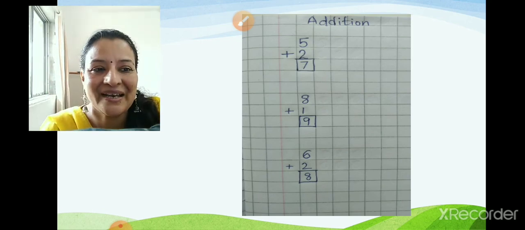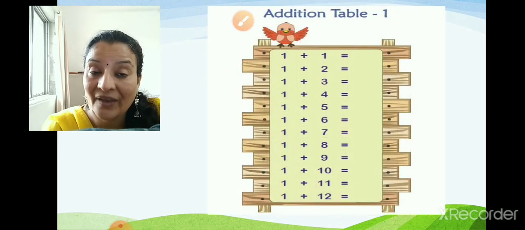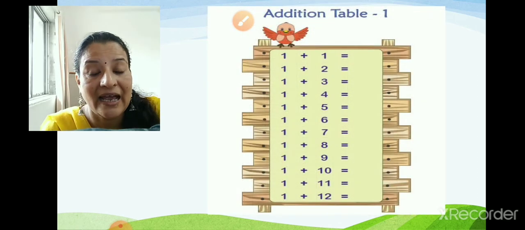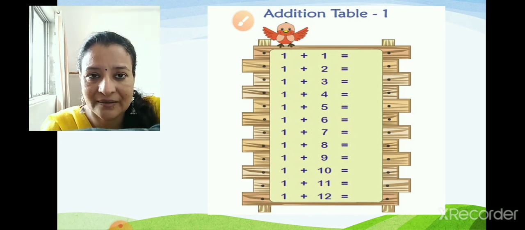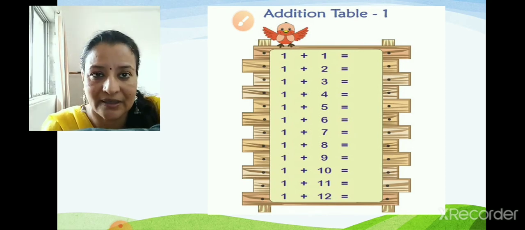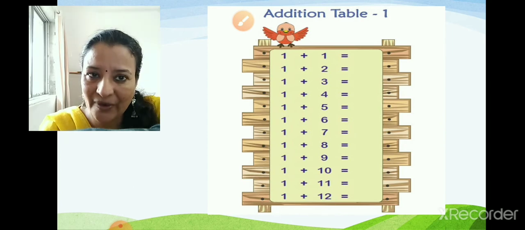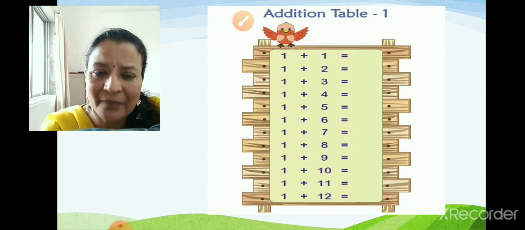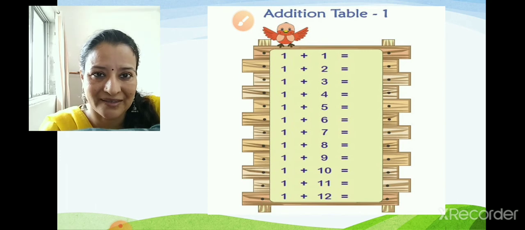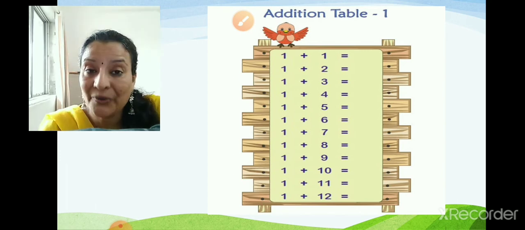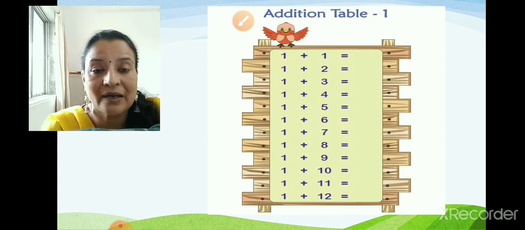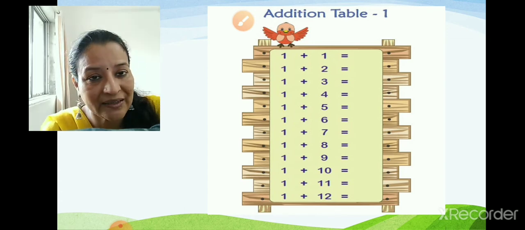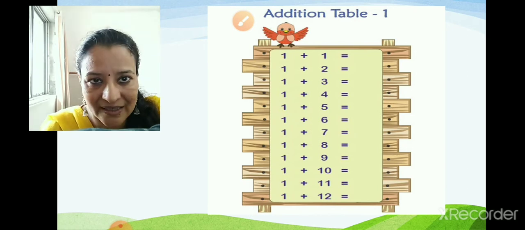Right. Now, children, like here we can see addition table of 1. Now this, children, is not compulsory. You don't have to learn this by heart. But if you are interested, there is no harm in learning new things, new methods. Okay? You have learnt table of 1, right? 1 ones are 1, 1 twos are 2, 1 threes are 3. You have already learnt this.